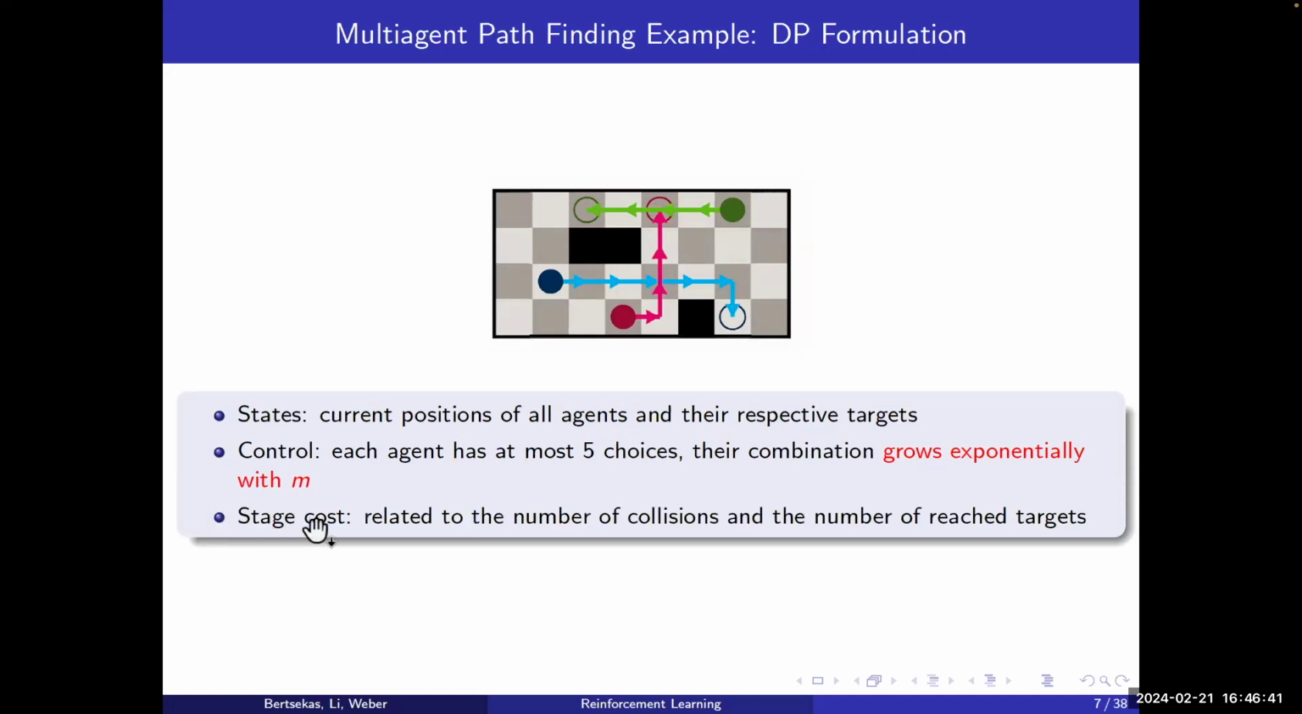And needless to say, it would grow exponentially with the number of agents, m. And we define the stage cost to be a function that is related to the number of collisions occurred at each time instance, as well as the number of targets reached at that time instance. So at this point, we obtain a dynamic programming problem, which in principle can be solved, but because of this exponential growth of control or search space, in fact, it cannot be solved. So at this point, do you have any questions? All right, everything's clear.